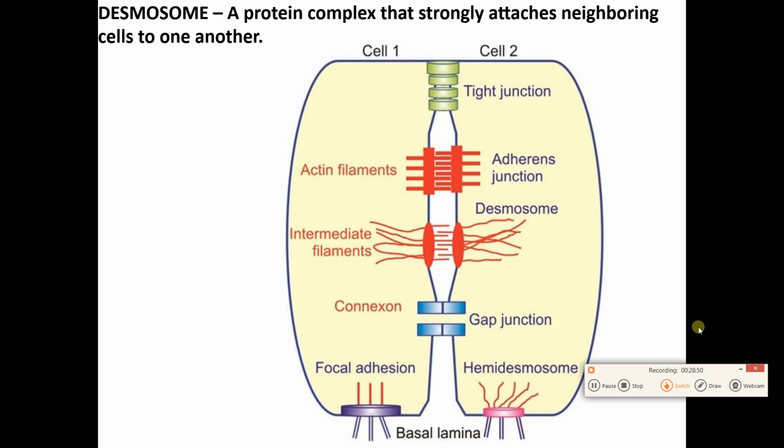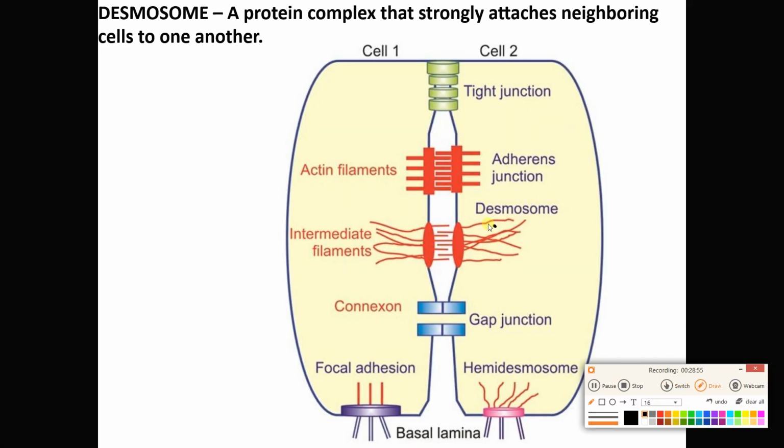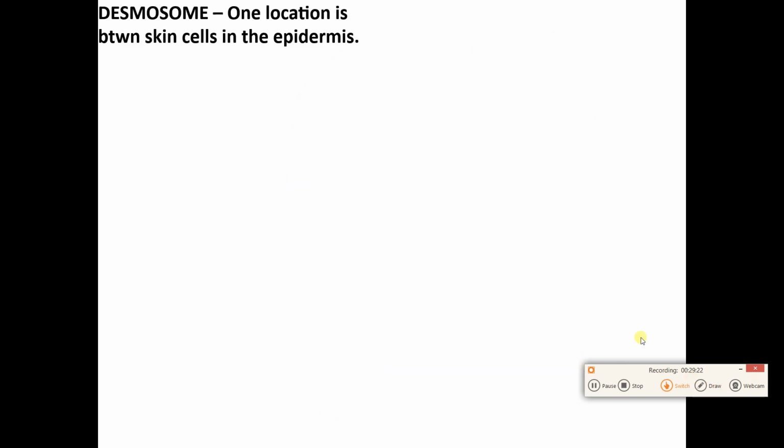A desmosome is a protein complex between 2 cells. So here's my desmosome. And a desmosome is going to connect these 2 neighboring cells really strongly. So when I want to physically attach neighboring cells together to prevent them from separating, a desmosome is what I want. So tight junctions are good for sealing 2 cells. Desmosomes prevent cells from being ripped apart.